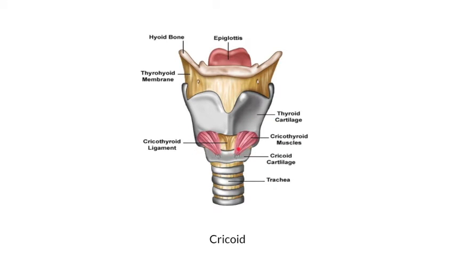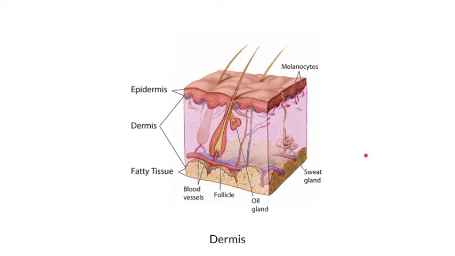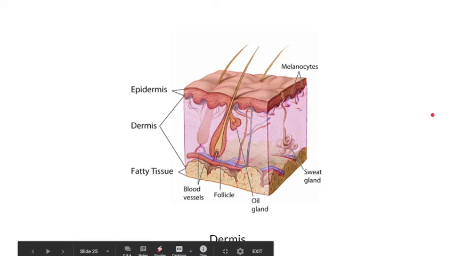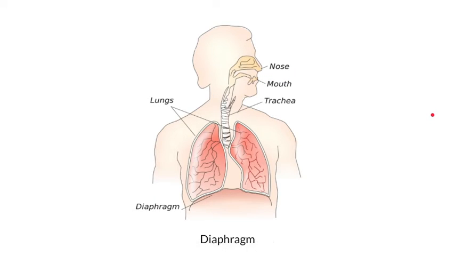Cricoid cartilage, this is the ring-shaped structure that forms the lower portion of the larynx, and we'll learn more about larynx in the coming slides. Then dermis. Dermis is the second part of our skin. The topmost layer is the epidermis, and then we have dermis, and then we have fatty tissue or subcutaneous layer.